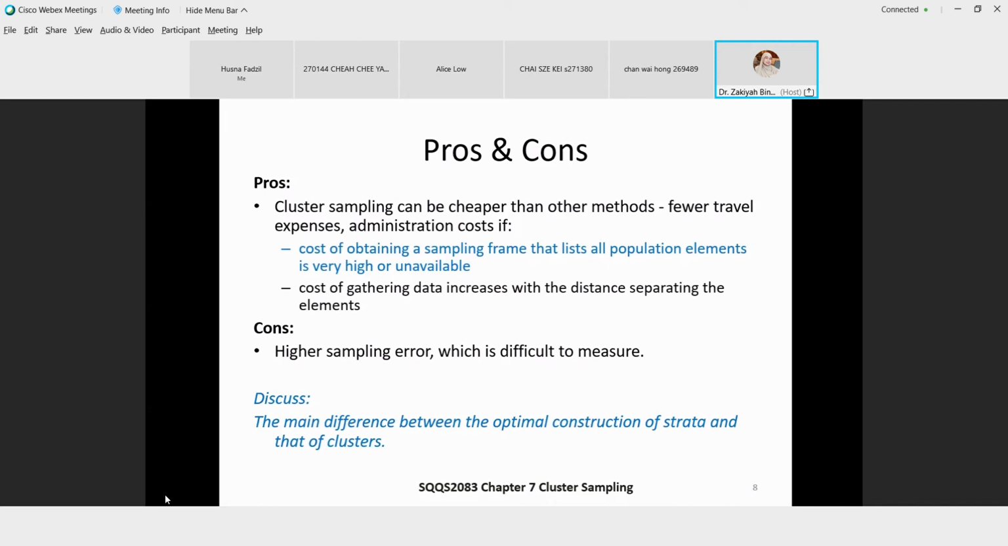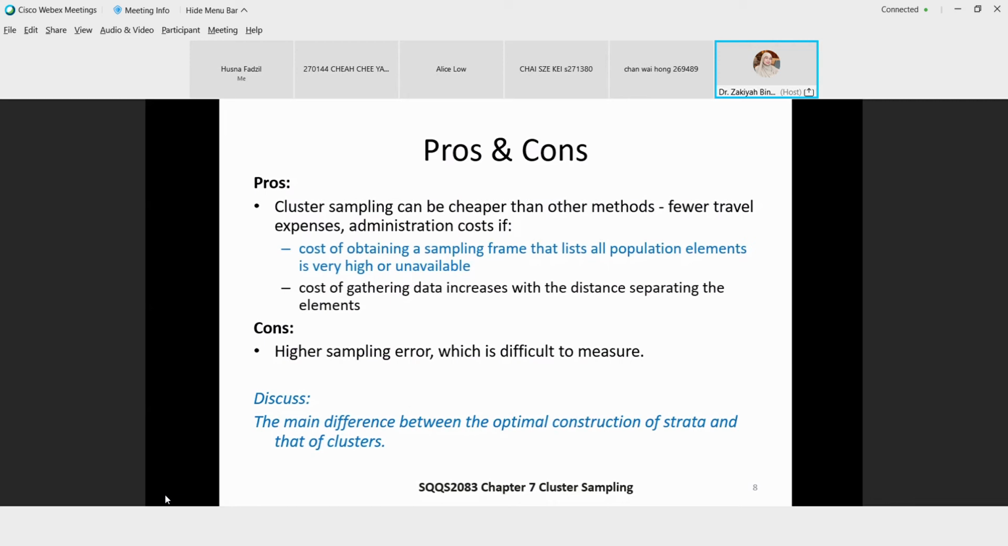So it's either difficult to obtain, or very high cost, things like that. Secondly, cost of collecting data, as you know. Logically, the cost of collecting data increases with the distance separating the elements. True or not? The further the elements are from each other, and if some studies require a personal interview, then it's more costly. Yeah, okay, no brainer, that one.